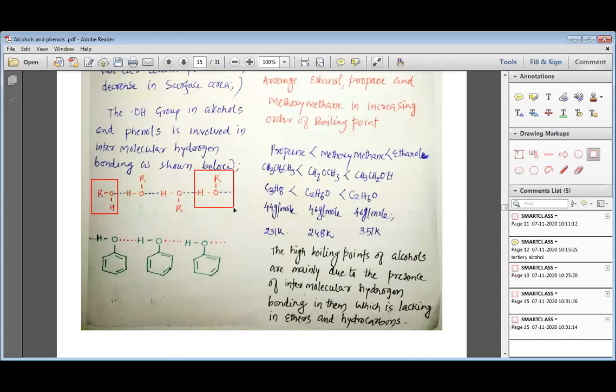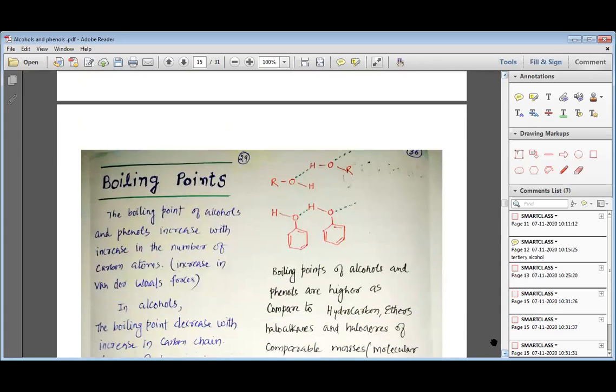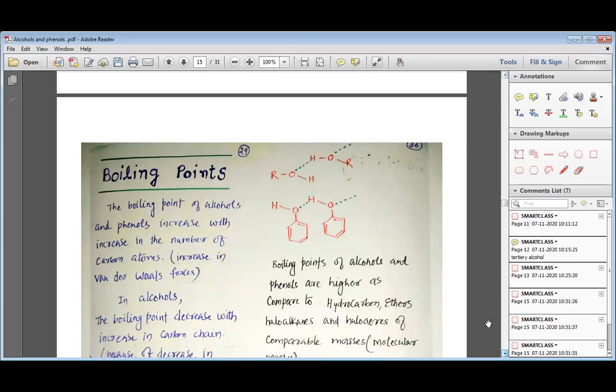You can see that all these alcohols have hydrogen bonding in between them. So when these alcohols are connected with hydrogen bonding, their boiling point is increased. Same way, you can see with the red dots, I have shown you the hydrogen bonding among the phenols. The same thing is shown here: there is hydrogen bonding among the alcohols as well as phenols.